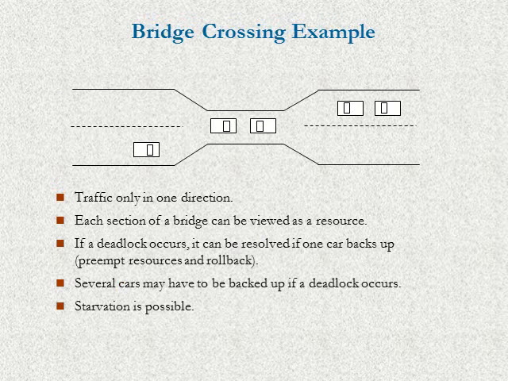Over here we have an example of a deadlock in the form of a bridge crossing. You can see that on this bridge we have a shared resource where only one vehicle can drive at any given time. So this resource is the bridge and these vehicles are the processes. If there is a deadlock, each of these processes is waiting for the other processes to release some resource that is required to complete its execution.